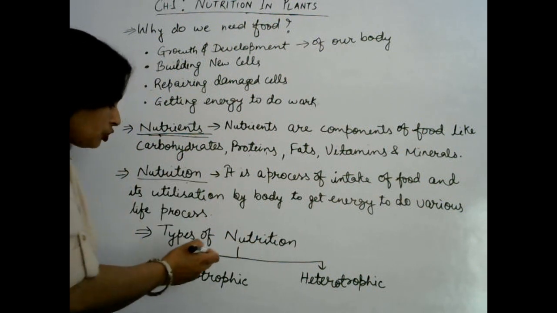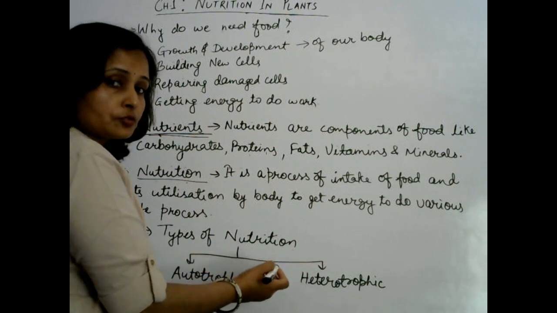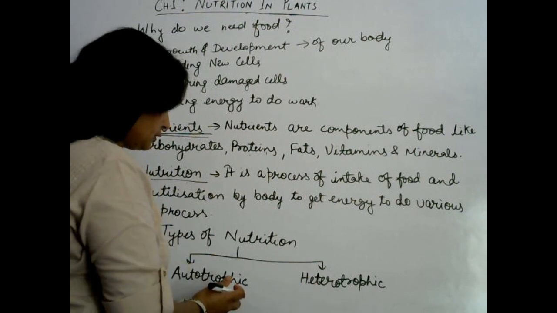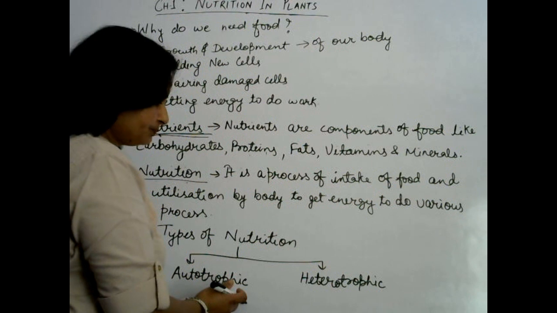Now, let us talk about what the types of nutrition are. Well, there are two types of nutrition. These are autotrophic and heterotrophic. What are these? Autotrophic and heterotrophic.